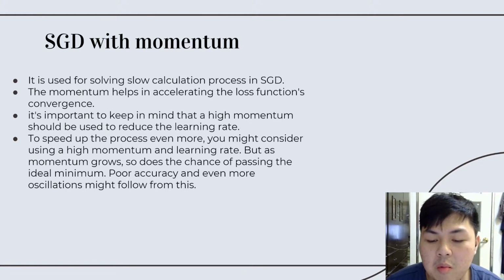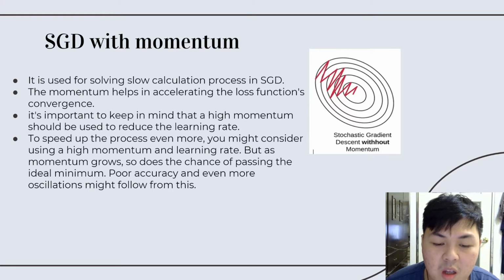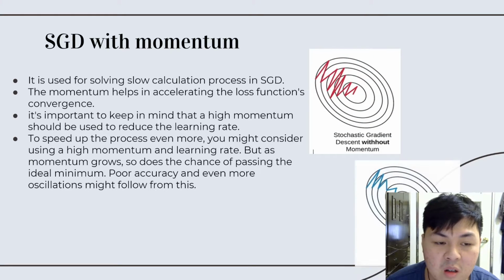The momentum helps in accelerating the loss function convergence, and SGD modifies the weights in accordance with gradient oscillation in either direction, and the process will go a little faster if a fraction of the prior update is added to the current update. So when implementing this technique, it's important to keep in mind that a high momentum should be used to reduce the learning rate.